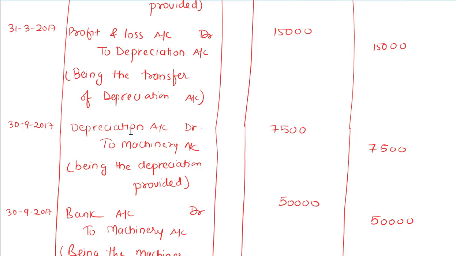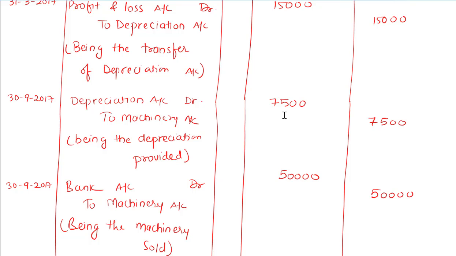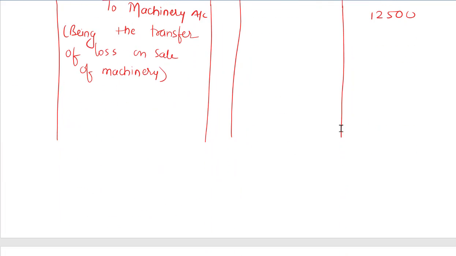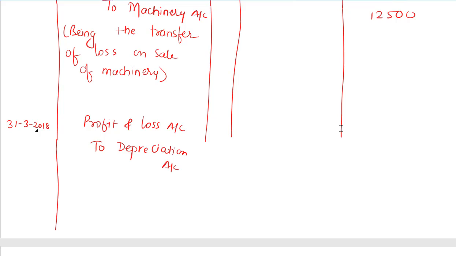I believe you must have understood till here. Now this depreciation that we have charged needs to be transferred to profit and loss account. Just write the date over here, that is 31st March 2018. Profit and loss account to depreciation account.